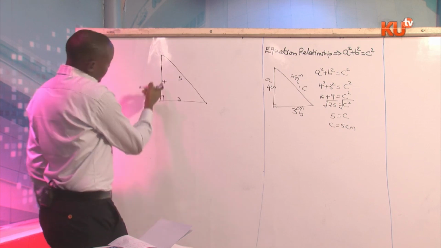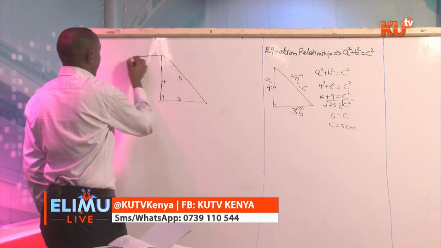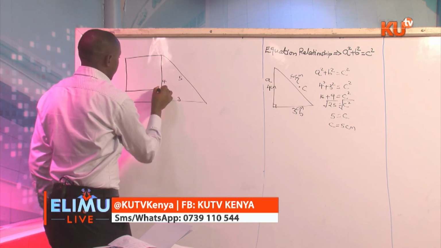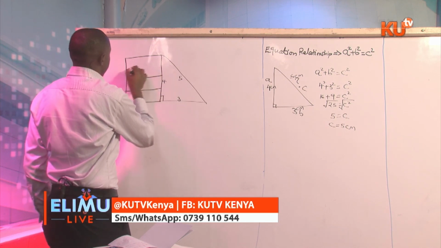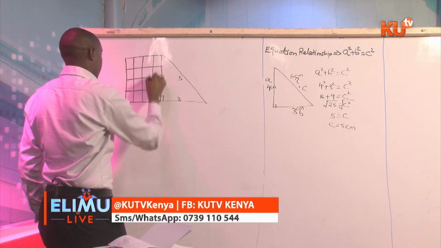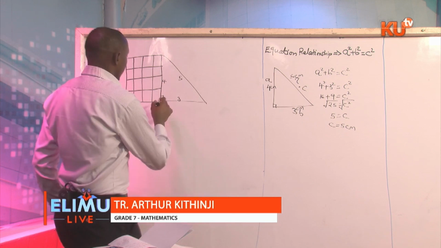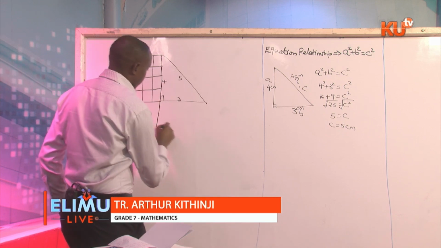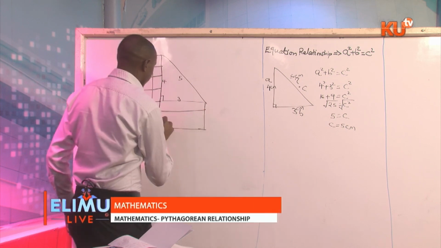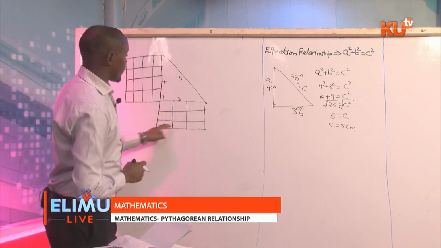So let's make a 4 by 4 square, because 4 squared means 4 by 4. Let's come up with a diagram of a square which is 4 by 4. We expect to get something that looks like this. That means it's 4 squared. And then on this side, we'll have a 3 by 3 square. We expect to have something similar to this. This is a 3 by 3 square.